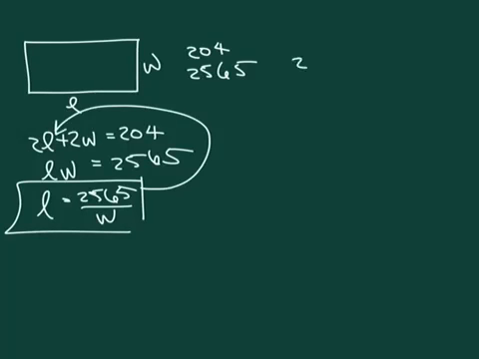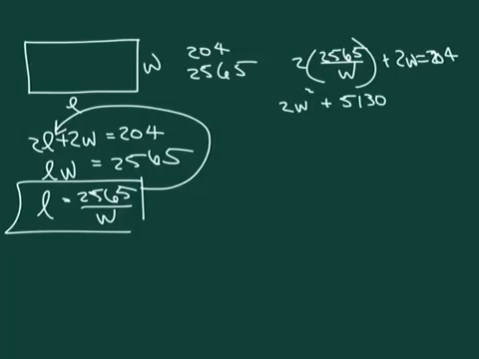So I'm going to get 2 times 2565 over W plus 2W equals 204. Okay, I can do that. And if I multiply both sides by W, I'm going to end up with 2W squared plus, what is 2 times 2,565? So that gives me 5,130 equals 204W, because remember, I multiplied the entire thing by W to get rid of that fraction.